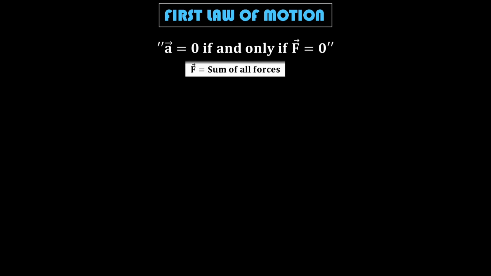The first law of motion says that A bar is equal to 0 if and only if F bar is equal to 0. Didn't understand this? So let's understand this statement. In this statement, A bar represents acceleration and F bar represents the sum of all the forces. Now let's formulate this small sentence in a detailed sentence.